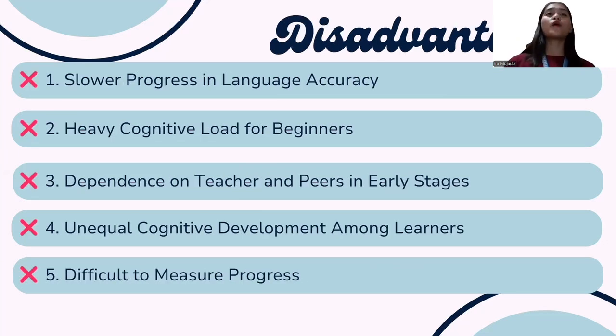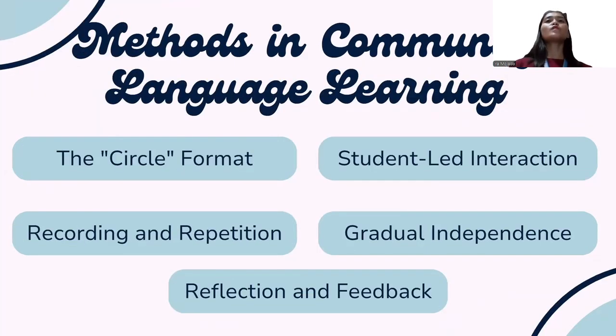Let's proceed to the disadvantages. Slower progress in language accuracy. Heavy cognitive load for beginners, since learners who are not very familiar with the target language tend to learn much more slowly than those learners who know something of the target language. Okay, dependence on the teacher and peers in the early stages, and unequal cognitive development among learners, because there are differences in learning among learners. Okay, difficult to measure progress.